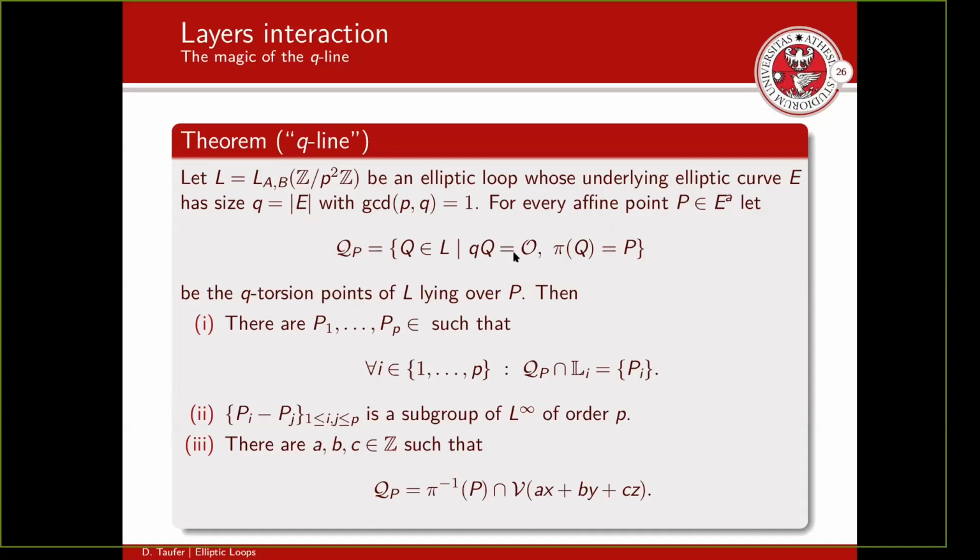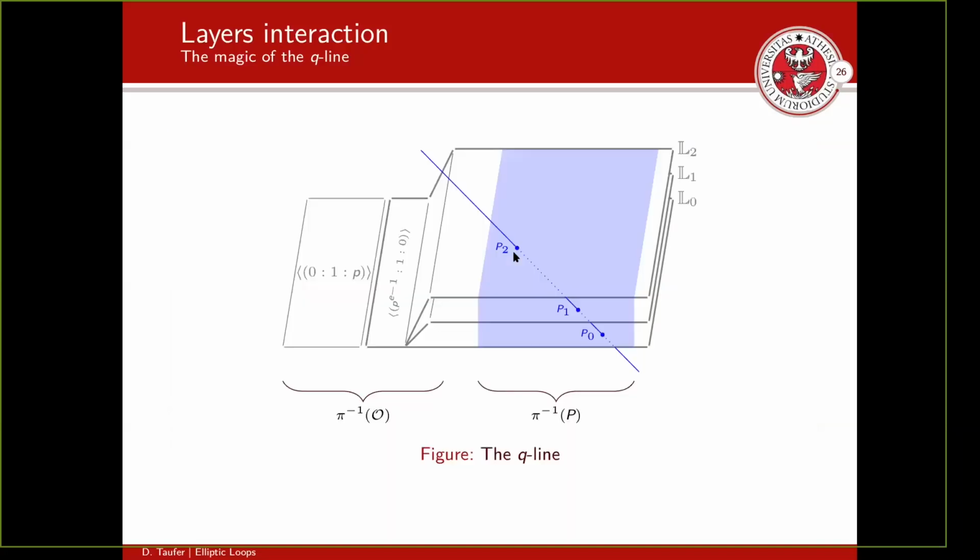And the amazing result, maybe I will explain it with the picture, is that for every point on the base curve you choose, you may find a very special line which is intersecting in every layer this Q torsion point. So the Q torsion point may be found by just intersecting this strange line, which we have called the Q line, with all the layers. So this is a way that they play together somehow.